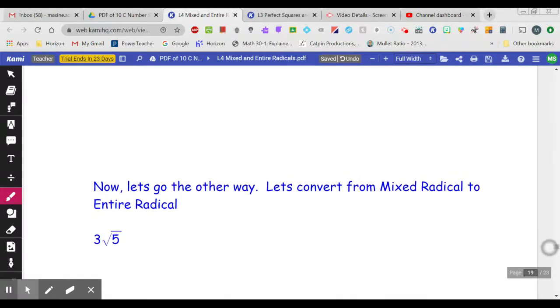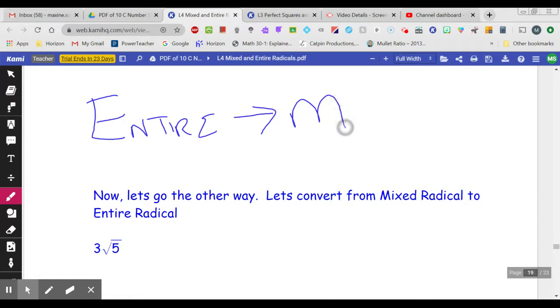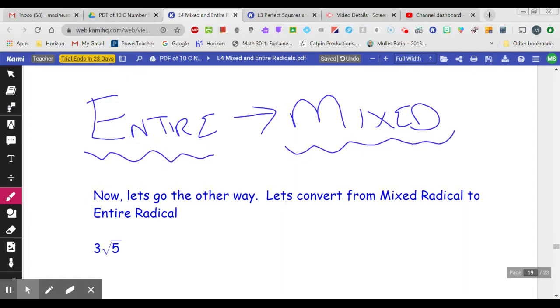Okay, the last type of conversion we have to go through is going from an entire radical to a mixed radical. Now this one's not nearly as popular. Mixed to entire and mixed to mixed are like 90% of the questions, but you do have to know how to go the other way. And this one is literally going backwards.